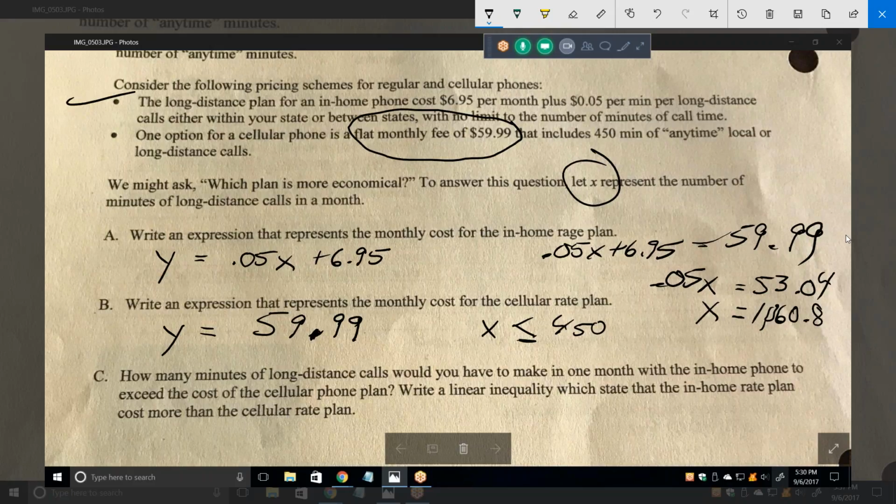So anything less than 1060.8 minutes is going to cost you less than $59.99. So that would just be your inequality. X is less than or equal to, well, 1060 minutes. Yeah, but the way I did it, it's not 100% clear that it's less than that. So let me suggest we actually do it a little bit more. Well, hold on a second.